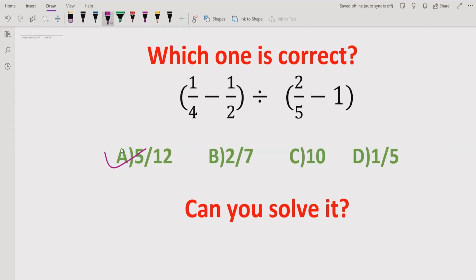So I hope you understand how we can solve this expression using the fraction method and easily get the correct result.